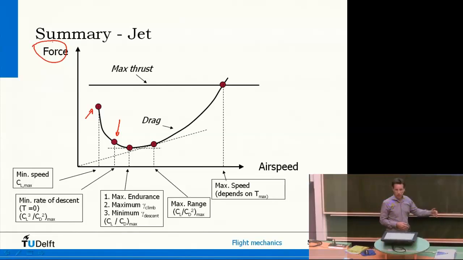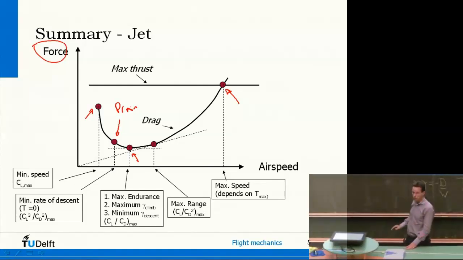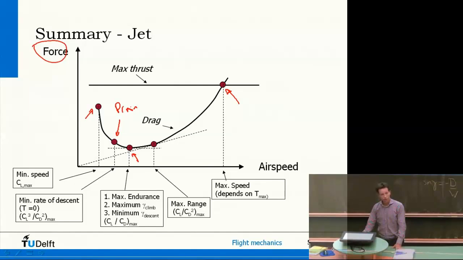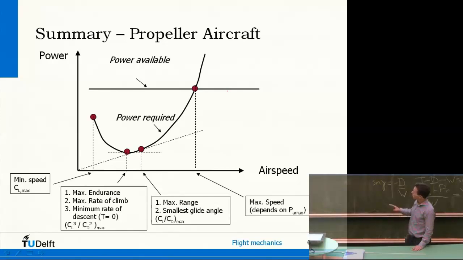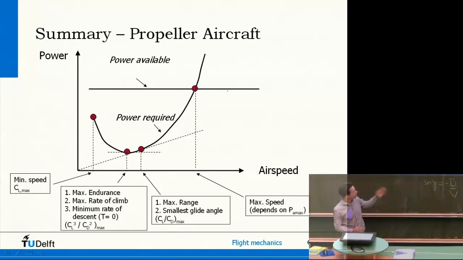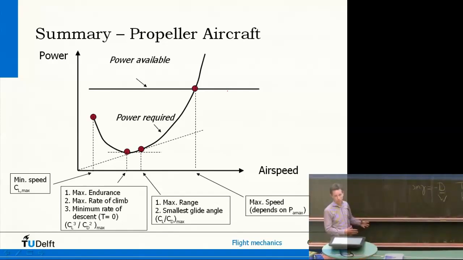Maximum range for a jet is achieved at a slightly higher speed, so there's a trade-off between speed and distance. And finally, the maximum speed depends on the thrust that the aircraft can actually generate. So this is all summarized for a jet aircraft, all the important speeds at which you could fly. And you can make the same diagram for a propeller aircraft, and you get a similar picture, but now it's with power on the y-axis, and you see the same kind of things: minimum speed, maximum endurance, maximum rate of climb, rate of descent, maximum range, small glide angle, and a maximum speed. So all these points, they are things you can calculate now with just basically these equations of motion and some information about the propulsion system of the aircraft.